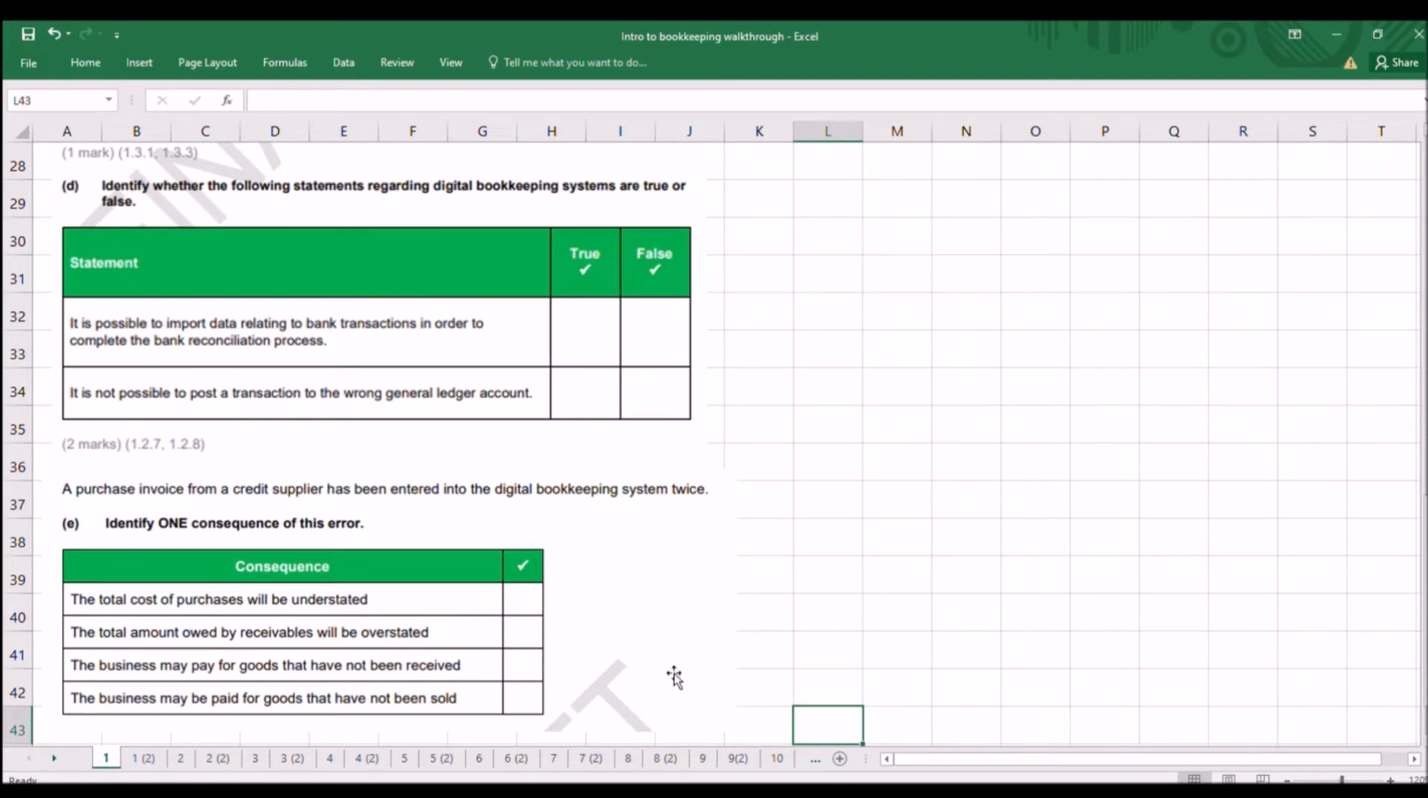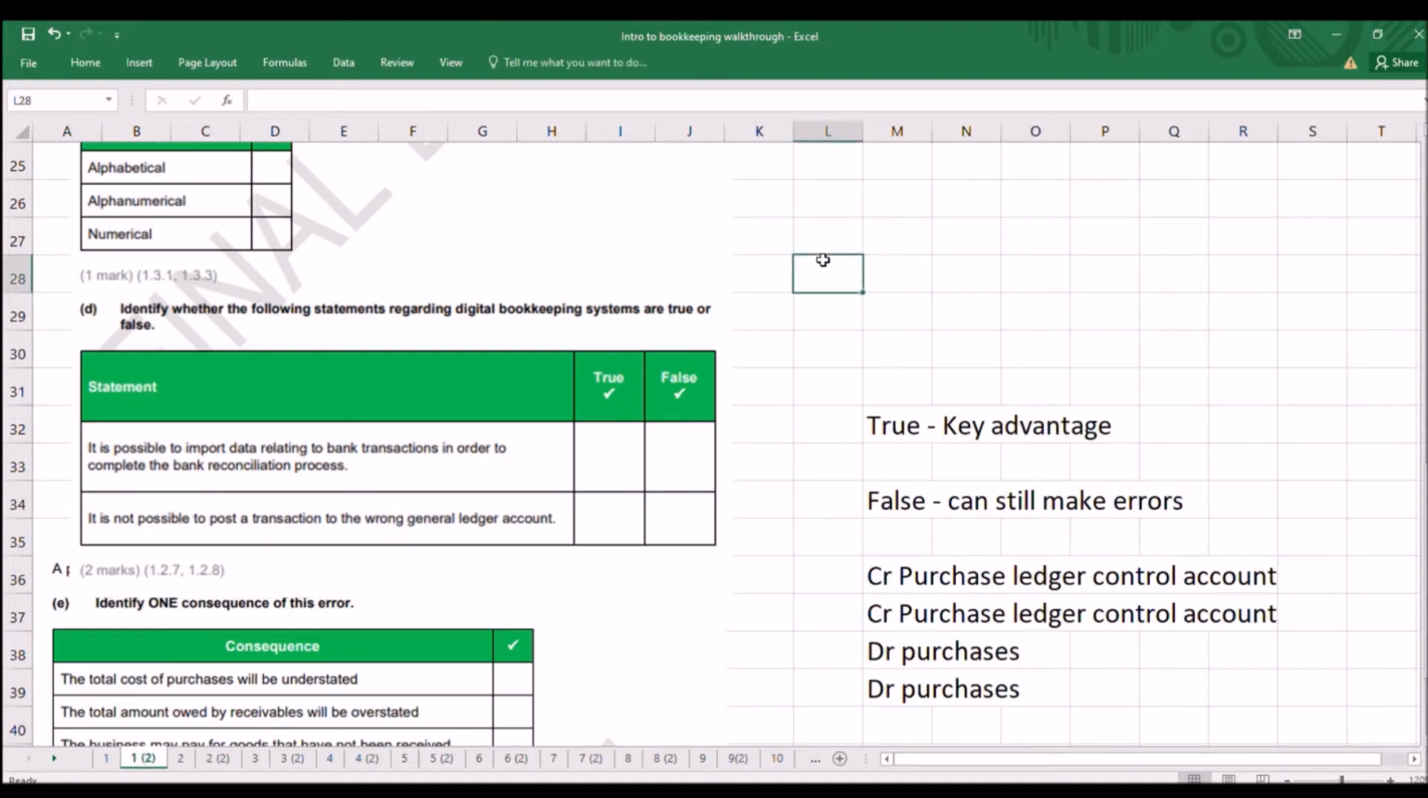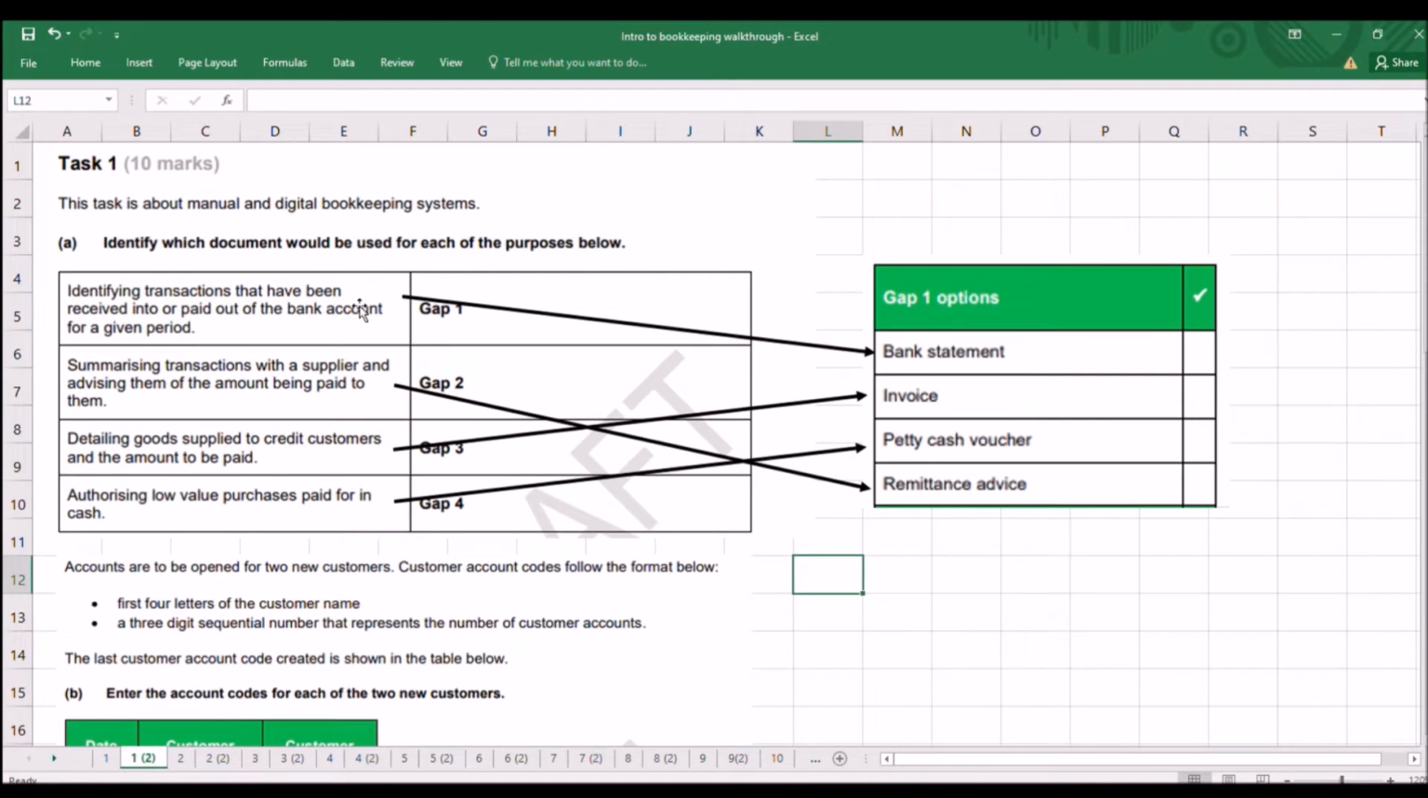Okay, so you've had a chance to pause and answer, so I'll take you through the answers to this. Identify which of the following will be used for the purpose below. Identifying transactions that have been received into or paid out of the bank account. So that's a bank statement, which is a statement of account for the bank account. So a bank statement for question 1.